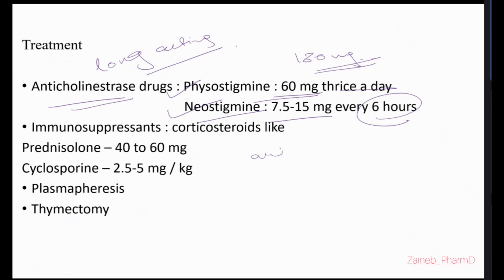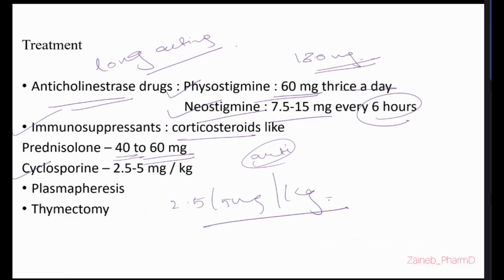And as it is an autoimmune disorder, the patient will be given immunosuppressants, corticosteroids like prednisolone, and cyclosporin. Prednisolone, the starting dose may be 40 mg and up to 60 mg. Cyclosporin can also be given, that is 2.5 to 5 mg per kg. And the patient can also undergo plasmapheresis.